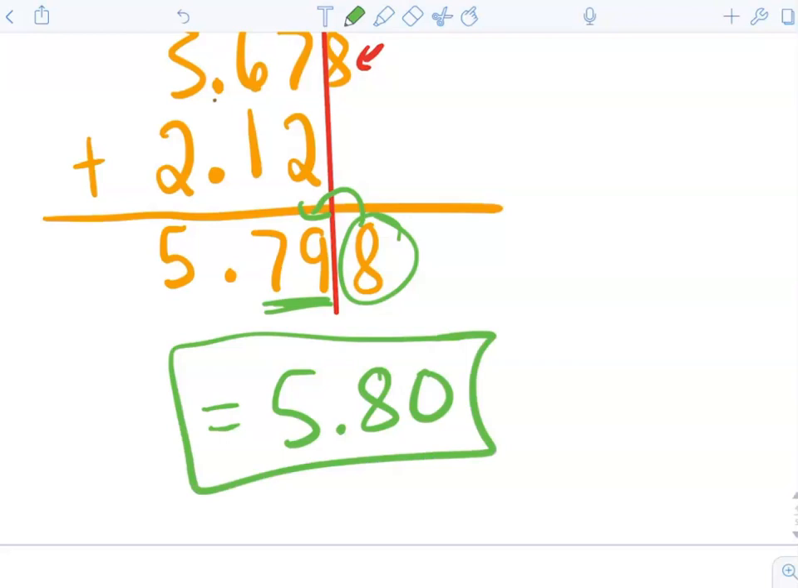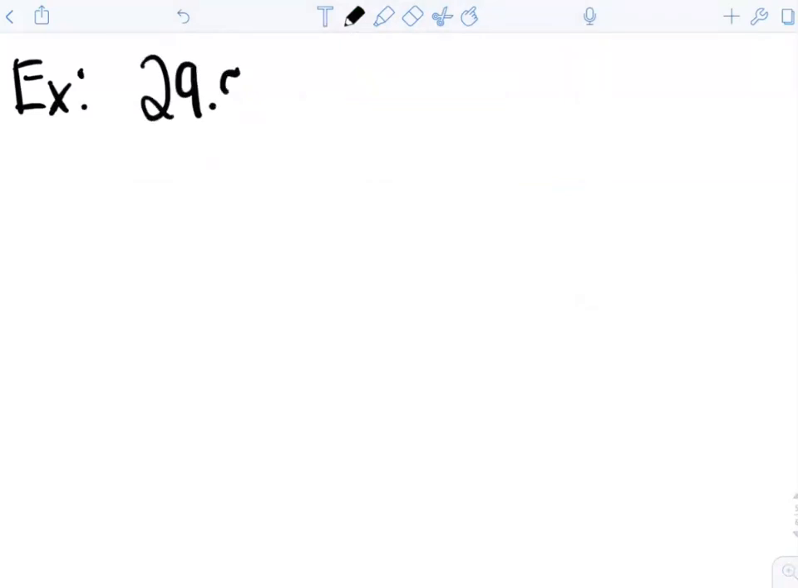Okay, now I'm going to give you 2 problems that I want you to try on your own. So the first one is 29.51 divided by 3.2. So take a minute, pause this video, and then work it out, come back, and see whether you were correct or not.